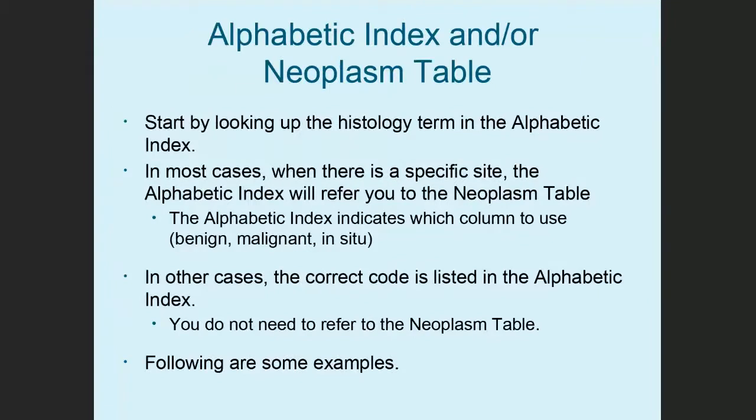The alphabetic index: you start with the histology term in the alphabetic index. In most cases, not all, it will refer you back to the neoplasm table. The index will state, "see also neoplasm." This means go to the neoplasm table. It doesn't specifically say table, but that's what it means.